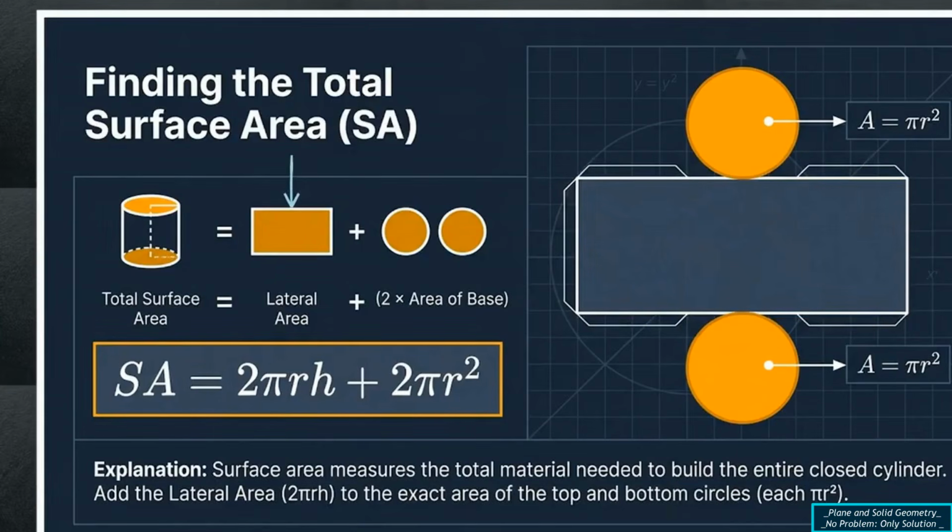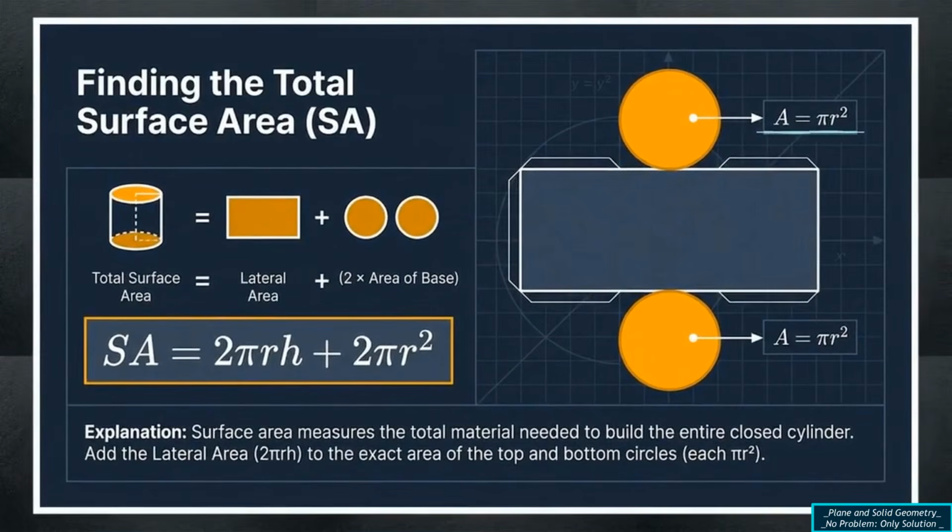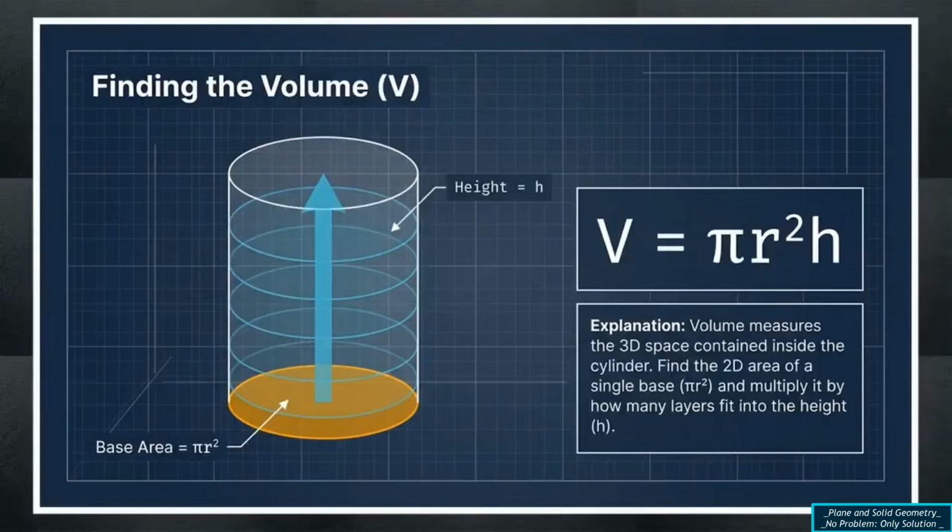We take the lateral area and add the area of the top and bottom circles. Since one circle is pi r squared, we add 2 pi r squared to find the total. Volume measures the 3D space contained inside. We find the area of a single circular base and multiply it by how many layers fit into the height. The result is volume equals pi r squared h.